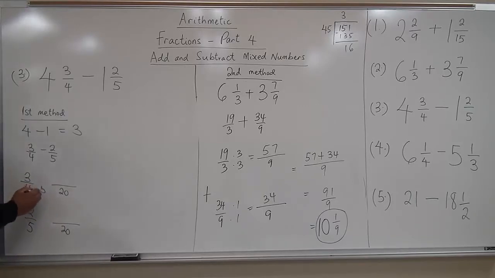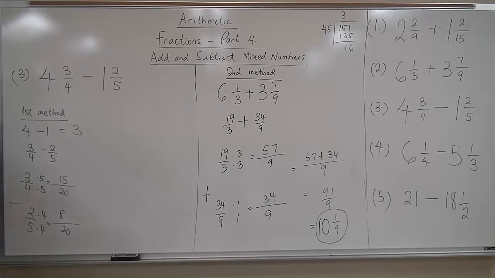4 times 5 will give us 20. And the same thing times 5 here is 15. So the equivalent fraction is 15 over 20 for 3 over 4. 5 times 4 gives 20, then 2 times 4, 8. The equivalent fraction is 8 over 20.